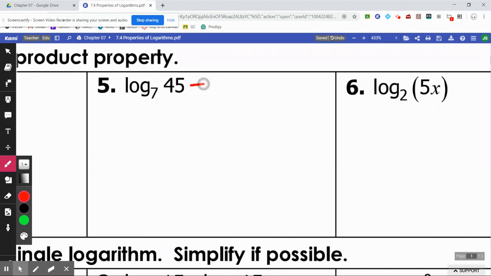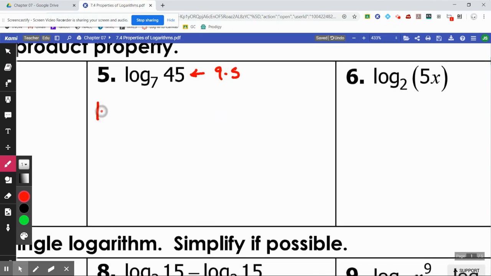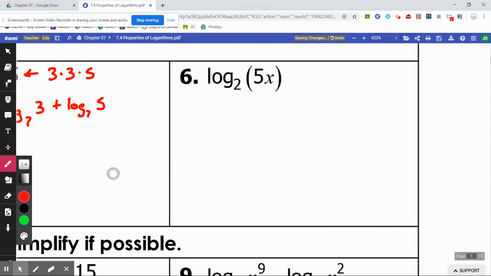Log base 7 of 45, well 45 is 9 times 5. Or you could write it as 3 times 3 times 5. But we'll just leave it as 9 times 5 just to show you that this could be written as log base 7 of 9 plus log base 7 of 5. Now what if you've done 3 times 3 times 5? Let's do it now. That'd be log base 7 of 3 plus log base 7 of 3 plus log base 7 of 5. You can write it either way.